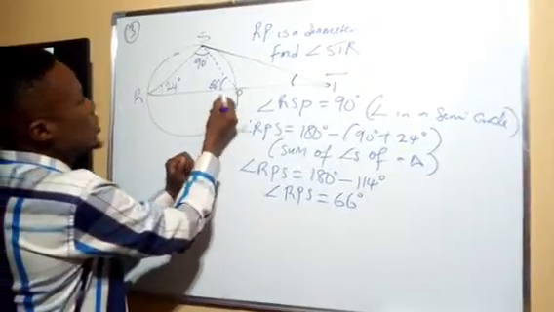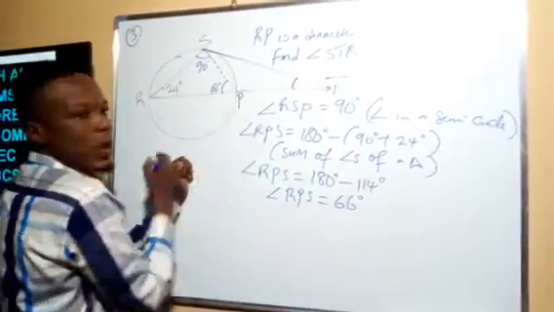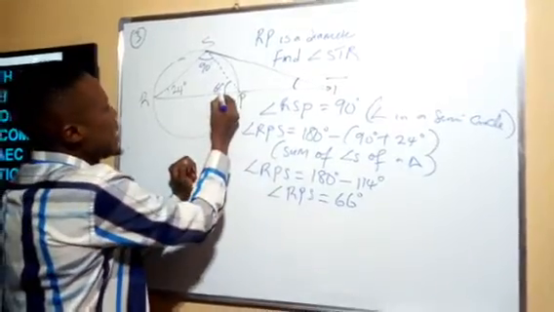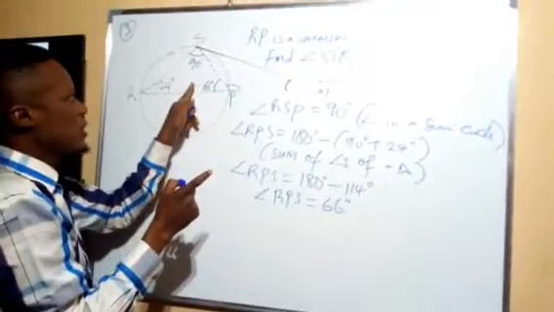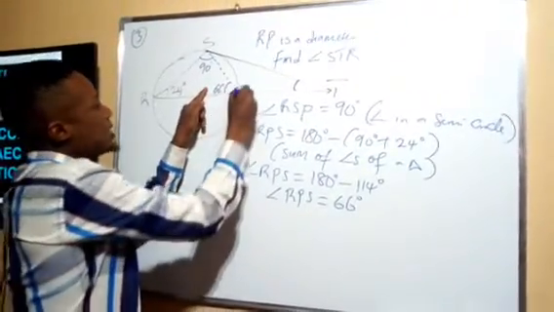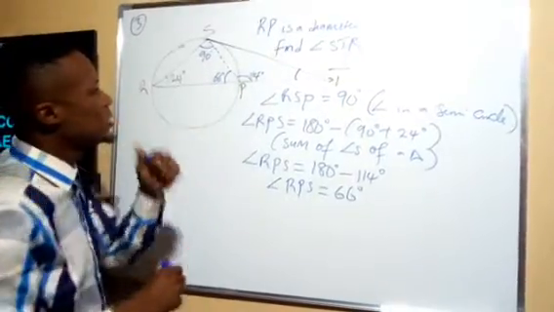But this is angle on a straight line, and angle on a straight line is 180 degrees. So if here is 66, it means that this angle will be 180 degrees minus 66 degrees. Hence, the angle here is still 114 degrees.